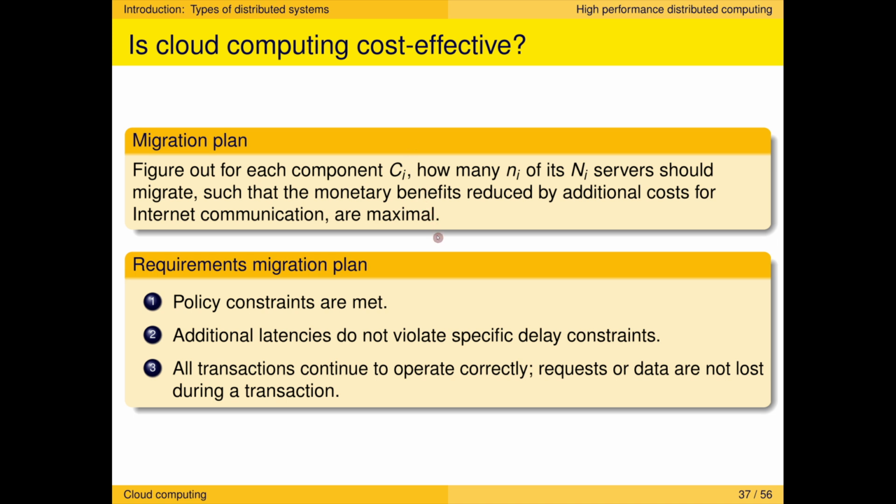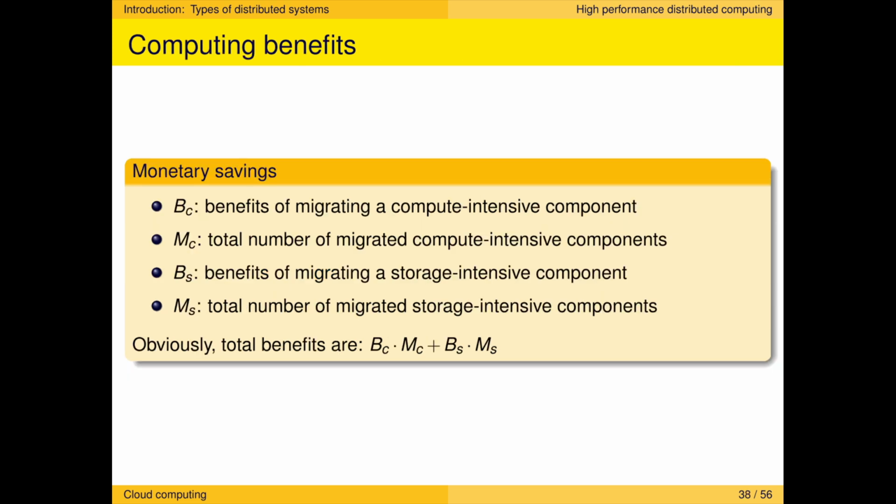So what are the requirements in the migration plan? Of course, you should look at the policy constraints. For example, you might have things like, okay, you cannot move these because there's personal data in here. So due to GDPR, you cannot move it to the cloud. You might have such restrictions. And other restrictions also might apply. Note that when you move a service from local to cloud, then the delay typically will increase. And all transactions should continue to operate correctly. So requests or data should not be lost during a transaction. That's also a requirement because some of the servers are outside in the cloud service.